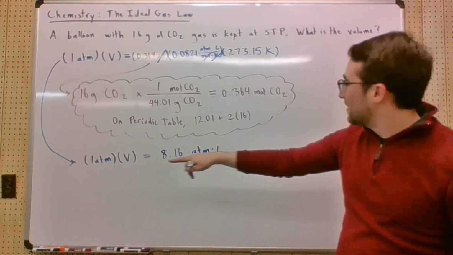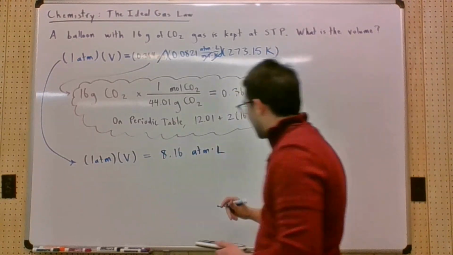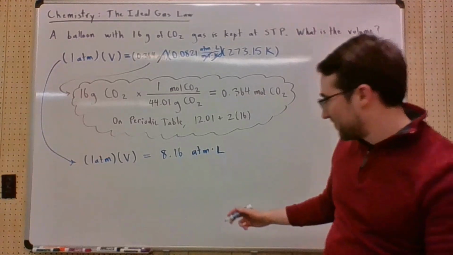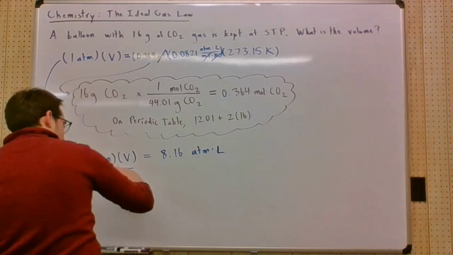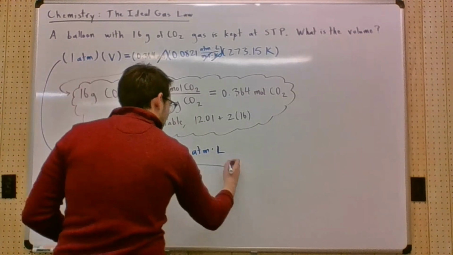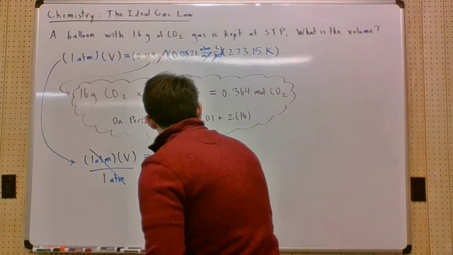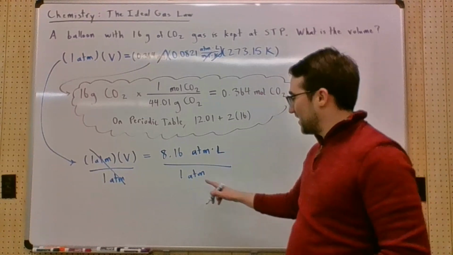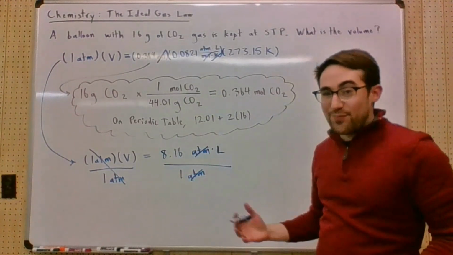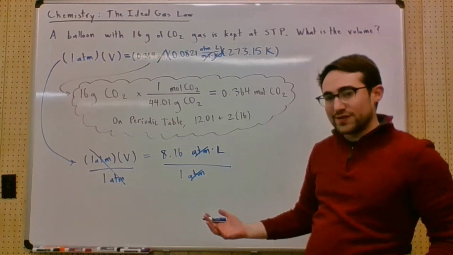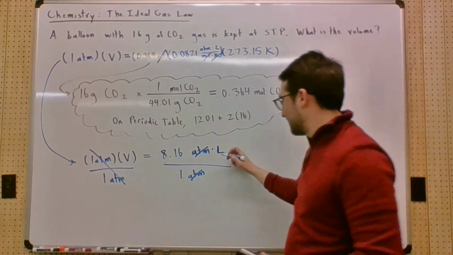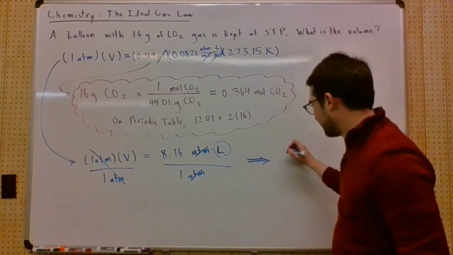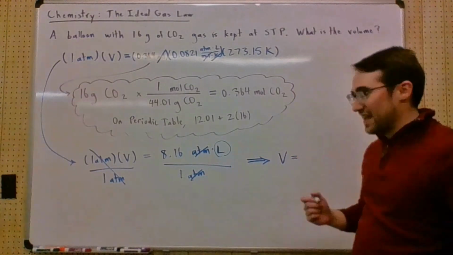Okay, so all these multiplied together give 8.16. My last step to solve for volume is to just divide both sides by 1 atmosphere. On the left side, I totally cancel it out, so it's just V on the left. On the right side, my units of atmospheres cancel, and 8.16 divided by 1 is just going to be 8.16. The only unit that's going to be left is liters. Pretty big balloon. My volume is going to be 8.16 liters.